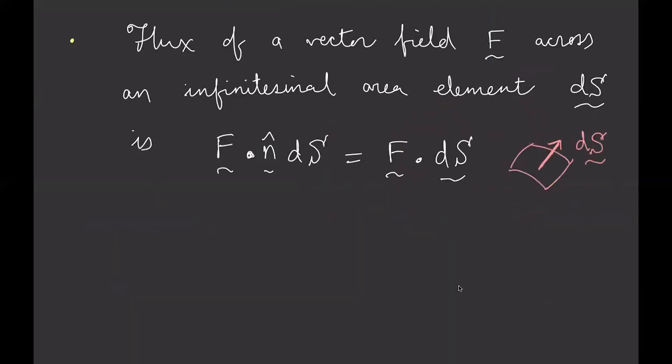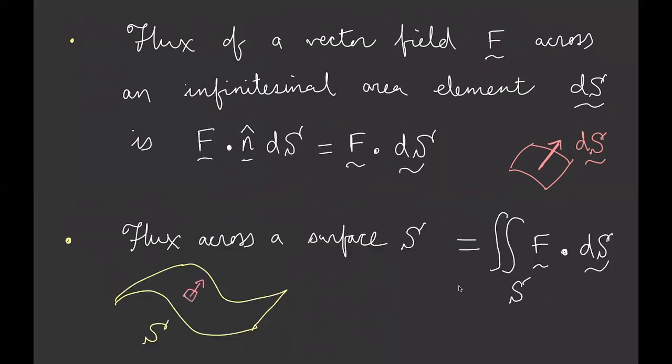And here's me highlighting this. So in general, the earlier example was with respect to water flowing, but in general, if I give you just any old vector field f, then the flux of this vector field f across an infinitesimal area element ds, which has a certain direction as well, is just given by f dot ds, right? So I can write it like that, or I can write it like that.